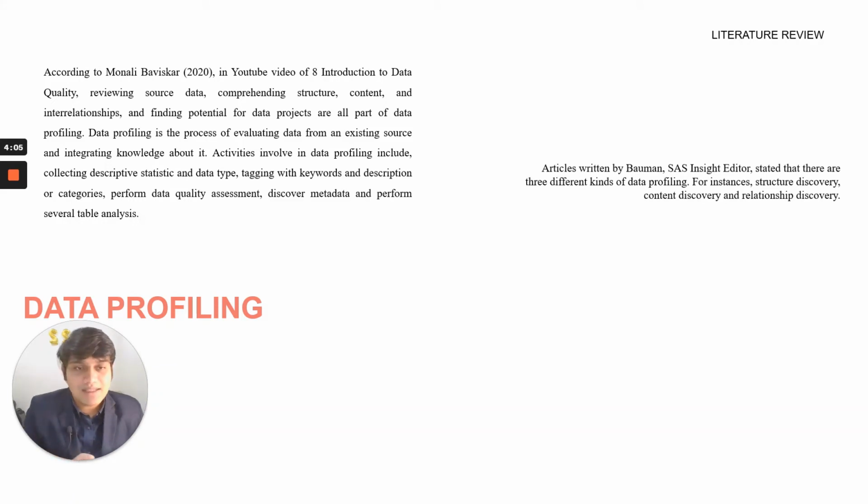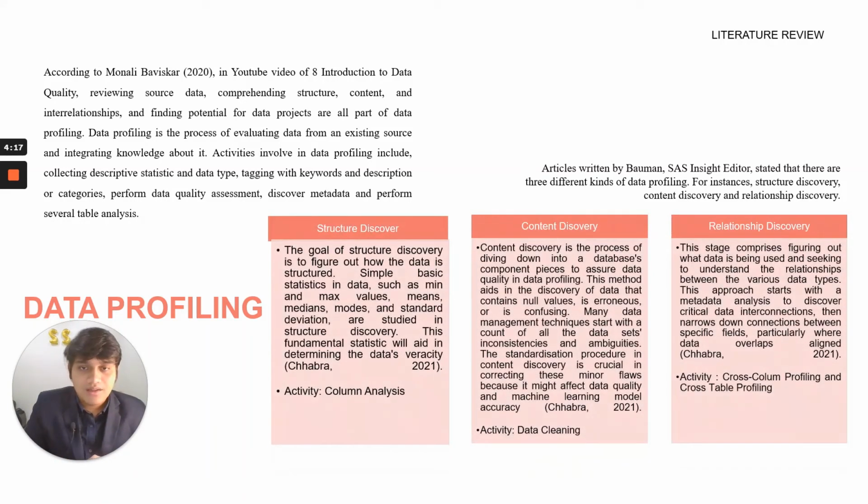Articles written by Bowman from SAS Insight Editor state that there are 3 different kinds of data profiling: structure discovery, content discovery, and relationship discovery. Let's begin with structure discovery. The goal of structure discovery is to figure out how the data is structured. Simple basic statistics like minimum, maximum, mean, and standard deviation will also be studied in structure discovery. These fundamental statistics will aid in determining data veracity. The activity in structure discovery is column analysis.